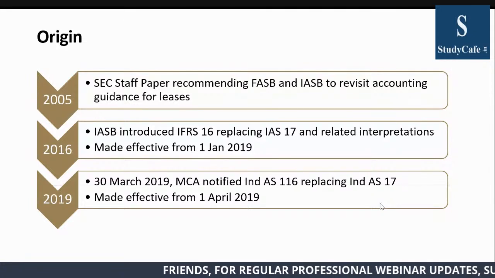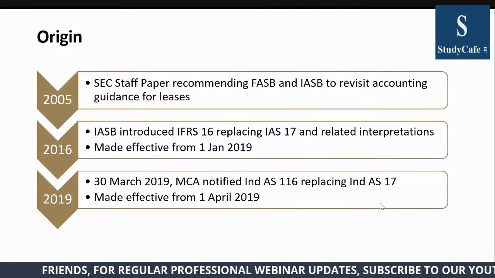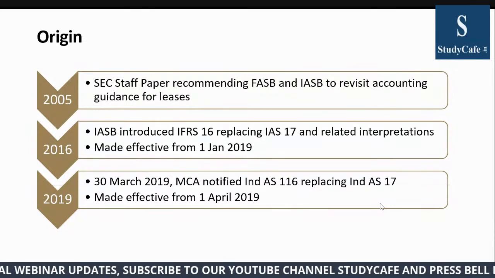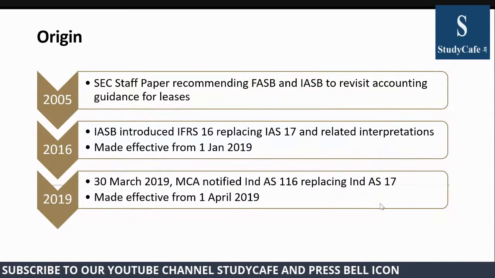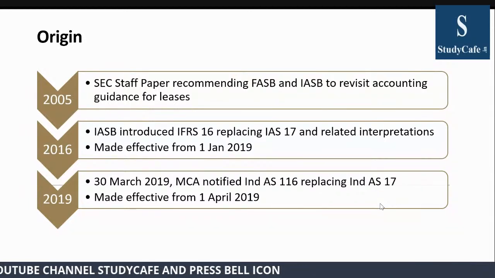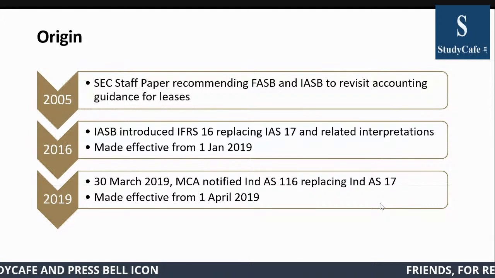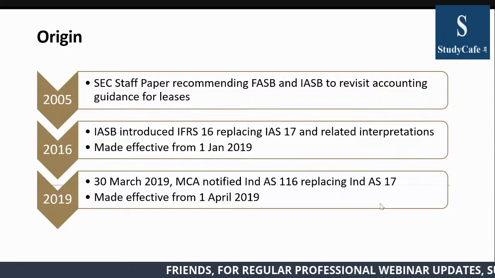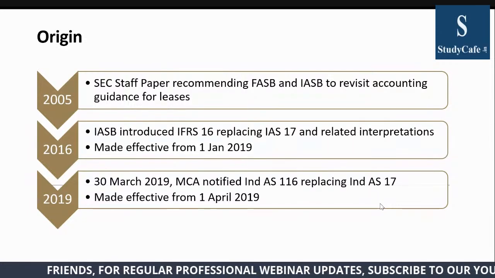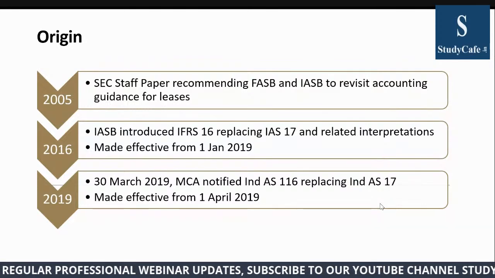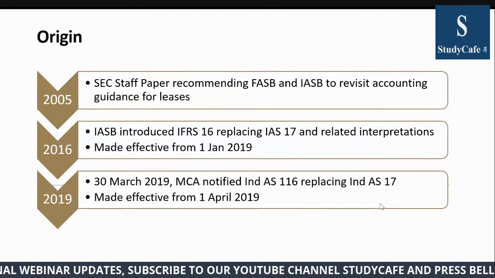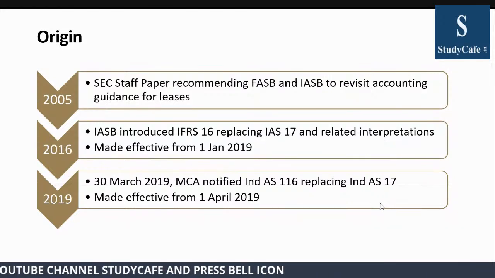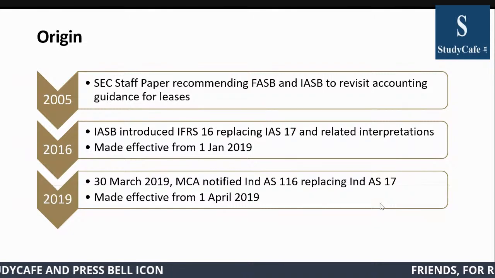in 2016, which was made effective from 1st January 2019. And in India, Ind AS 116 was introduced on 30th March 2019 and was made effective from 1st April 2019. So that's how Ind AS 116 was brought into existence. So in short, from 1st April 2019, the application of Ind AS 17 has been discarded and the application of Ind AS 116 has started.